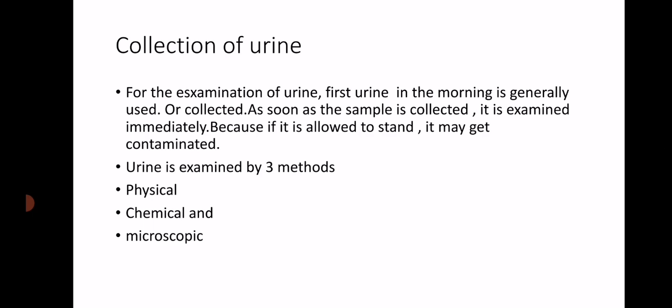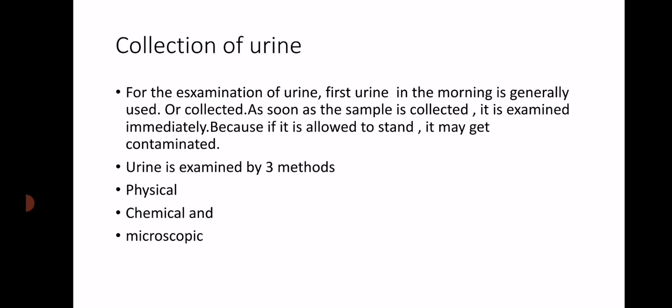So how to collect a urine sample? The first urine sample, which is voided in the morning, is generally collected for urine examination. As soon as the urine sample is collected, it should be examined, because upon standing there may be bacterial contamination. So the correct examination will not be done if it is allowed to stand for some time. After collection, the sample is sent to the laboratory and examined immediately.